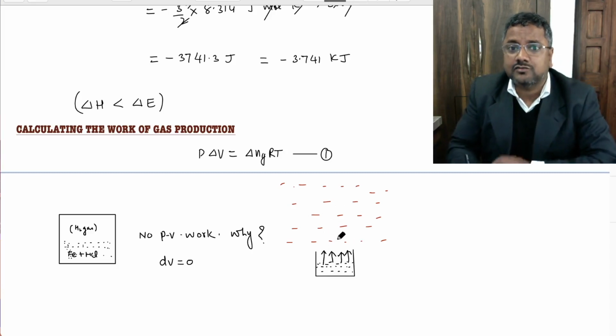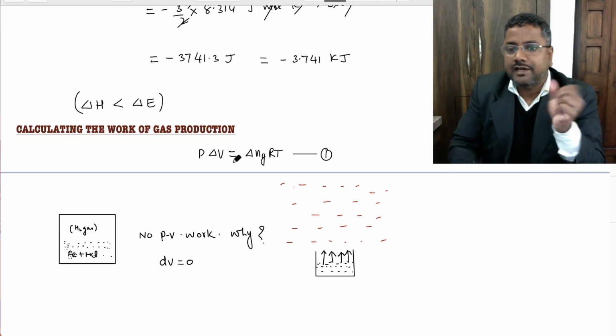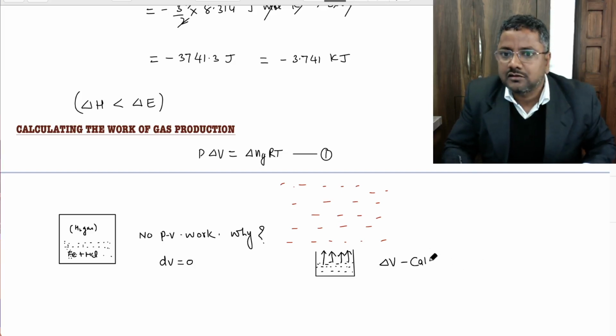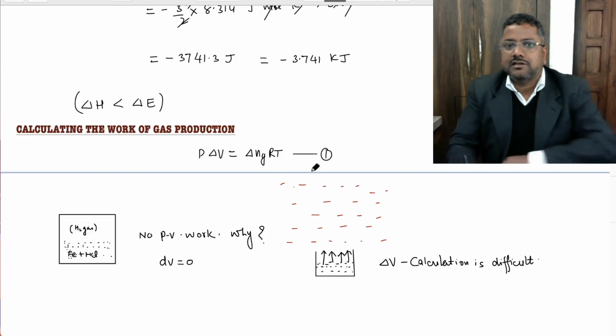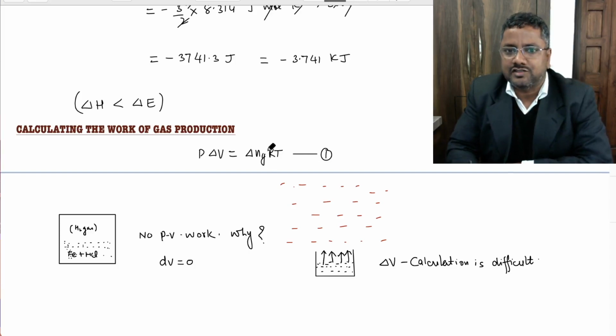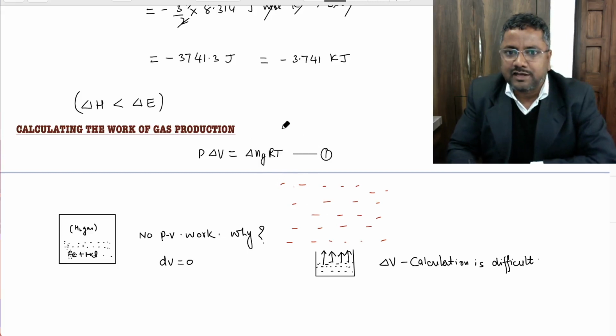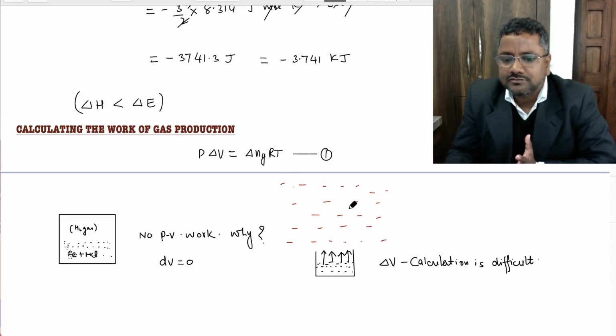But in this case, to calculate the change in volume is very difficult. What should be the change in volume? So delta V calculation is difficult. But we can calculate this delta Ng. This is a very good variable here which we can calculate, and by using this equation we can calculate the work. What is the problem?